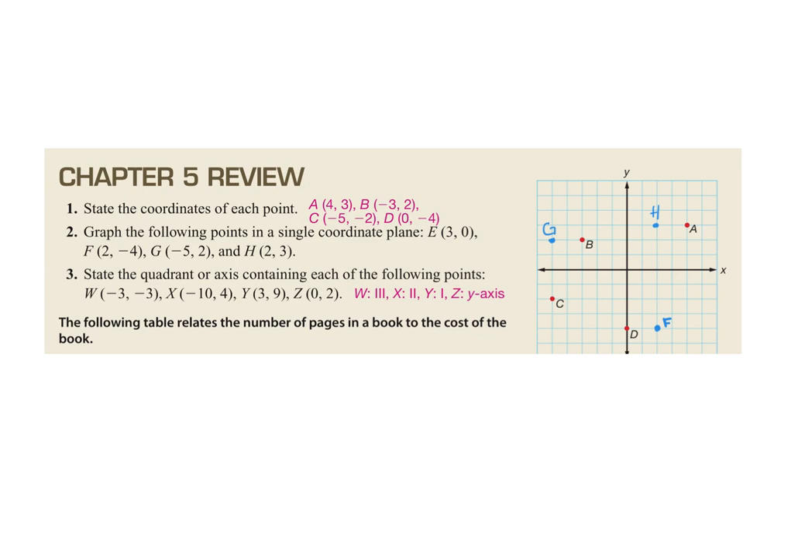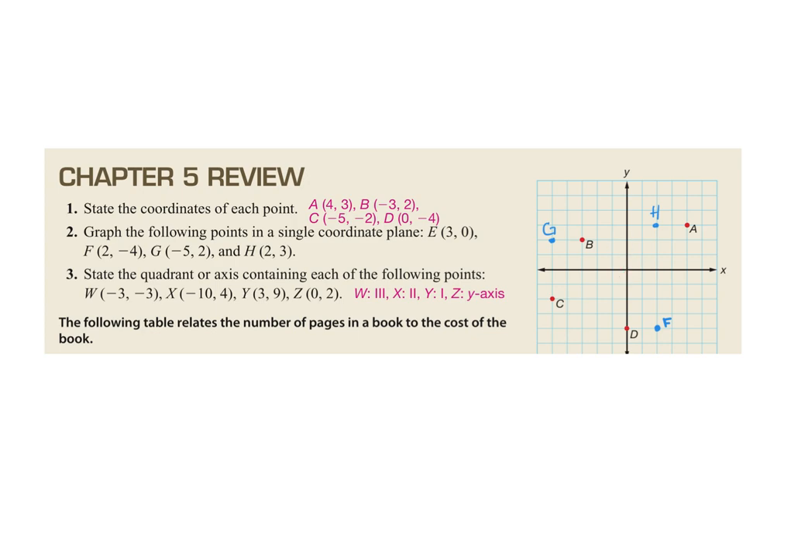State the quadrant. They just wanted to know which quadrant or axis it was in. All right, so W would be negative 3, negative 3. That would be down here in the third quadrant. Negative 10, positive 4 would be the second quadrant. Positive 3, positive 9 would be the first quadrant. 0, 2 would be your y-axis.